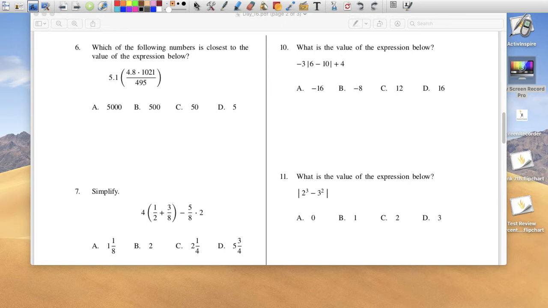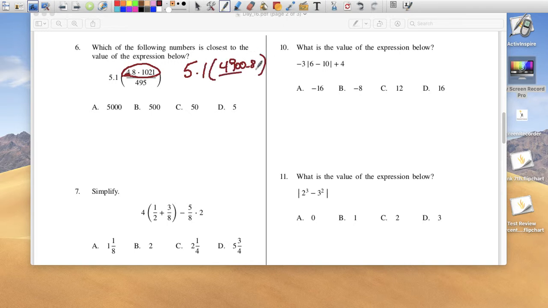Number 6, which of the following numbers is closest to the value of the expression below? So again, just because you have a calculator doesn't mean much if you don't know what order to do it. So be careful over here. The first thing you do is multiply those two. 4.8 times 1021, and that's going to give me 4,900.8. So the 5.1 is still outside.